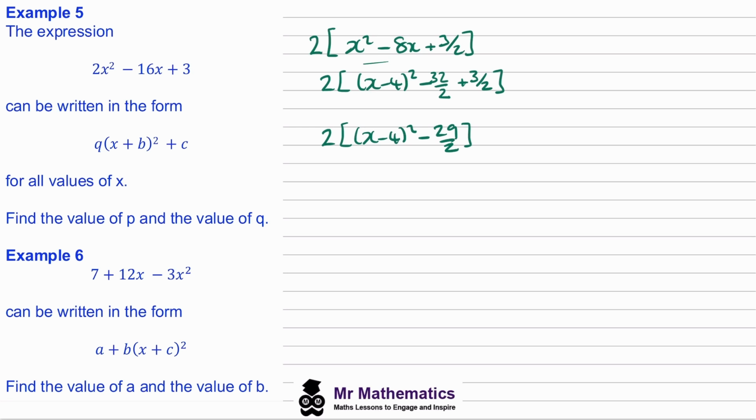And now we can just expand out this bracket. So 2 multiplied by x minus 4 squared minus that 29. How did you get on with that?